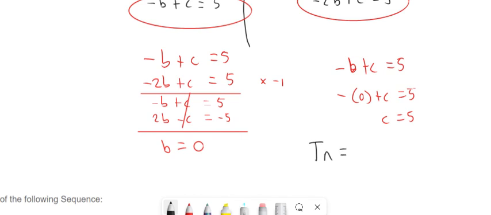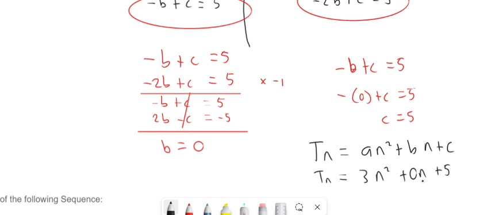So T of n, we said, is equal to an squared plus bn plus c. So our answer has to be given in that form, so therefore T of n is equal to, put in what the A, B, and C are, so 3n squared plus 0n plus 5, and I could leave out the 0n if I want, but that's our final answer then.